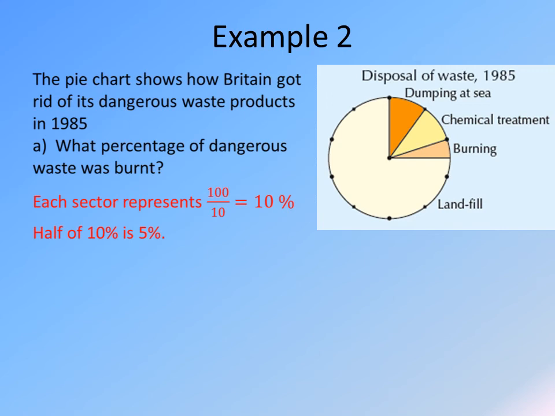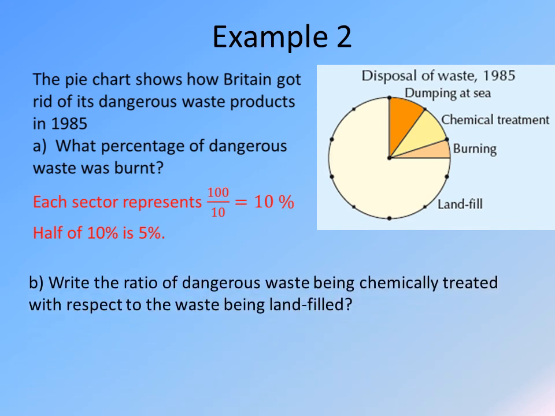Now, the remaining part is 7.5 sectors times 10, so 75%, or you can make 100 minus the 25%, which will be 75%. Now they are asking us to write the ratio of dangerous waste being chemically treated with respect to the waste being landfilled. Chemically treated, we said, is 10%, and being landfilled is 75%, so we will write 10 to 75, and then we need to write our answer in simplest form. Divide both by 5, and we get 2 to 15.